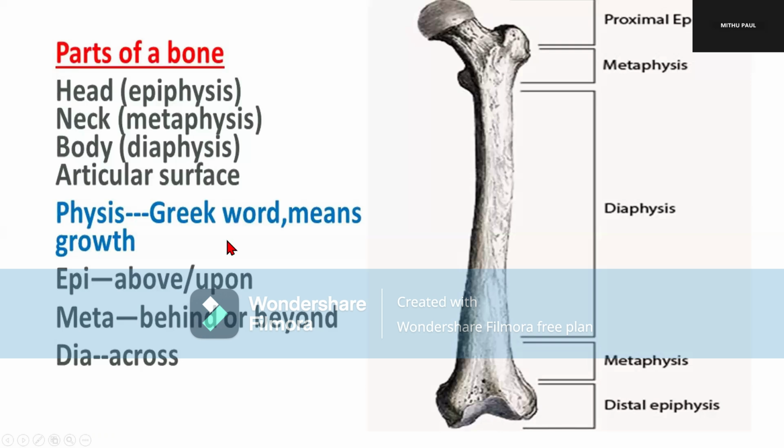The term physis means growth, epi means above, so epiphysis. Meta means behind, that is, behind the epiphysis is the metaphysis. And dia means between two ends, across the line. That part of the long bone is the diaphysis.